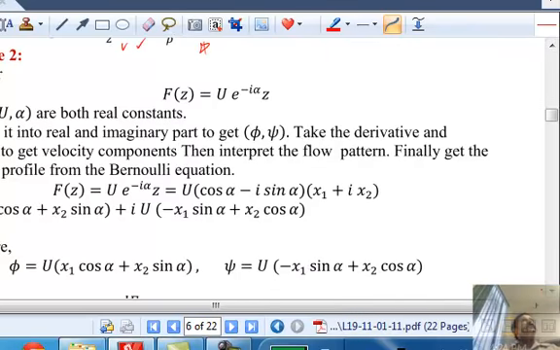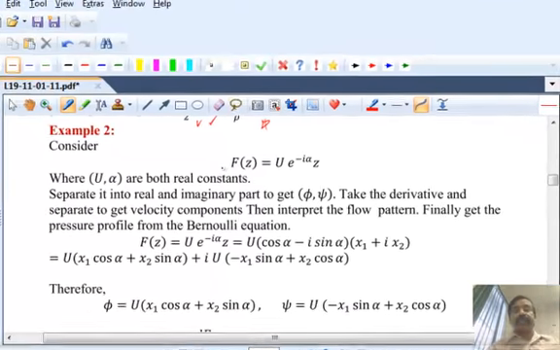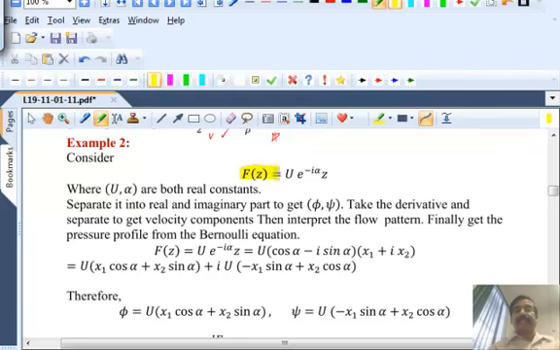Next example, a slightly more complicated example. This time the analytic function is given as f of z equals u e to the power minus i alpha z. Here, u and alpha are both real constants. We don't know what those constants mean yet. We need to do the analysis and then attach a physical meaning to each of those constants appearing in that expression. So right now it's just a complex function.